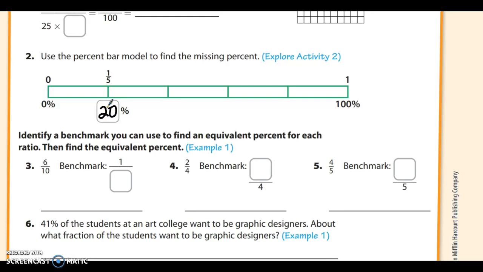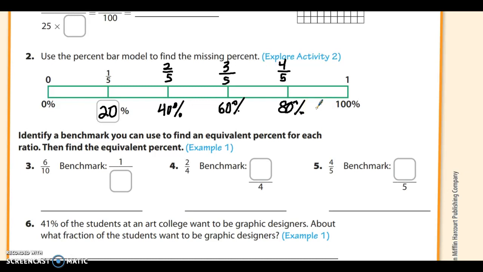Now it doesn't ask you to do the rest of them, but this would be a great place to review your fifths. If 1/5 is 20%, 2/5 is 40%, and 3/5 would be 60%. You don't have to do this because the question didn't ask you to, but boy, it's a great opportunity to review your fifths.